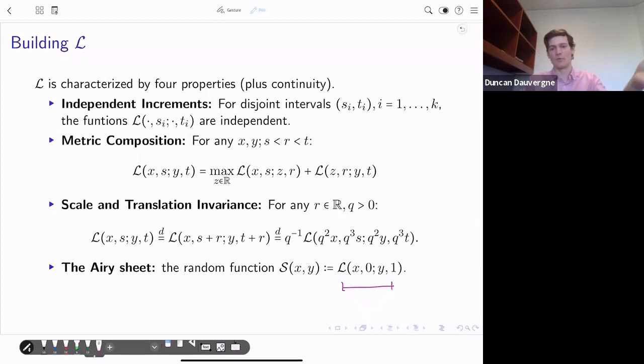And this was the big obstacle in constructing this object: how do you make sense of it, or what should this object be? This is what's called the Airy sheet, which is the random function where you're just allowed to vary your two spatial coordinates and your times remain fixed.